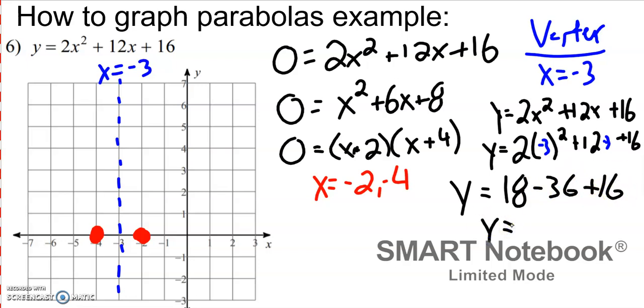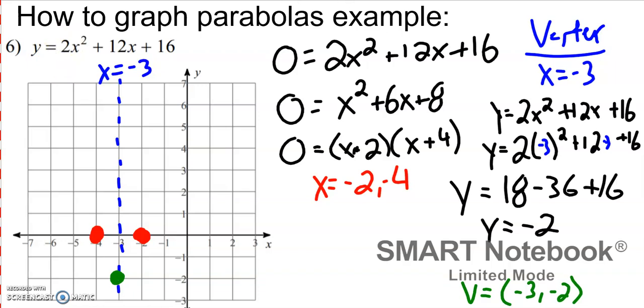We have 12 times negative 3 is negative 36, so it's minus 36 plus 16. Now we can simplify that. 18 minus 36 is negative 18. Negative 18 plus 16 is negative 2. So my vertex, I'll put it in green, is equal to negative 3 comma negative 2. So negative 3, negative 2. And it should open up because my a is positive, which means that it's going to open up.